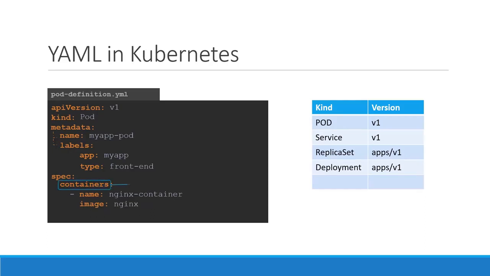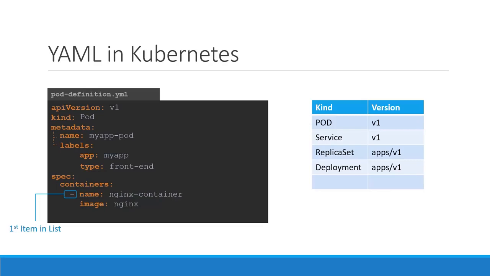Containers is a list or an array. The reason this property is a list is because the pods can have multiple containers within them, as we learned in the lecture earlier. In this case though, we will only add a single item in the list, since we plan to have only a single container in the pod.